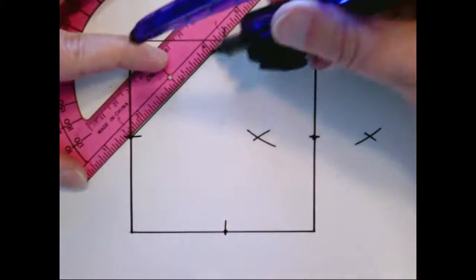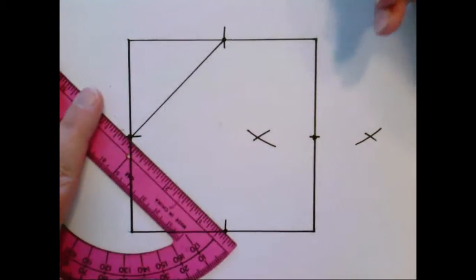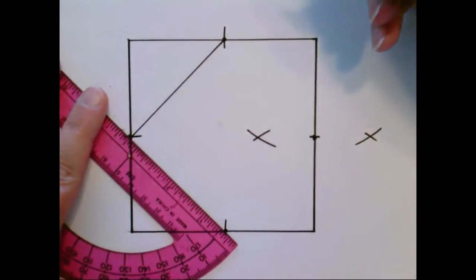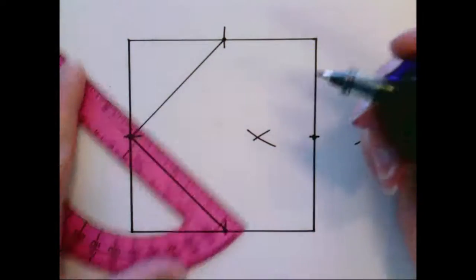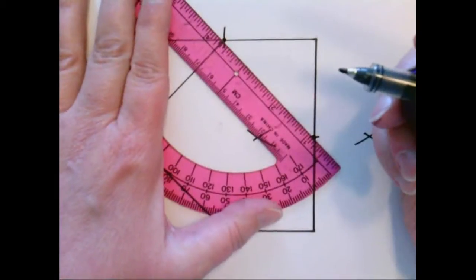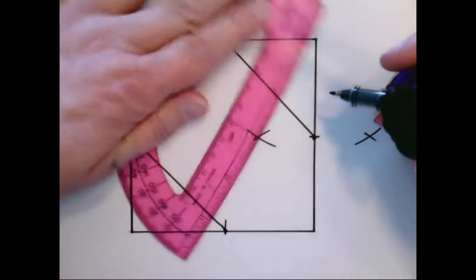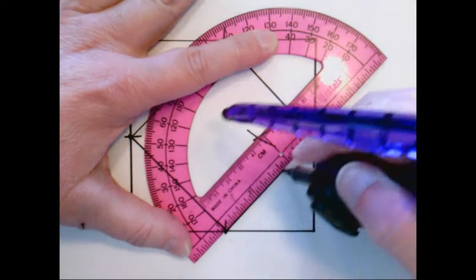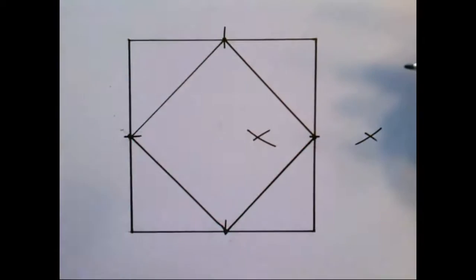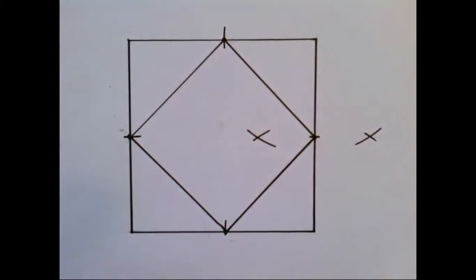So if I connect those up, I will have an inner square that has vertices that are at the midpoints of the outer square, which will make this an ad quadratum figure. Now I could continue this if I wanted to. I could find the midpoints of the smaller square and use those as vertices for an inside square, but I'm just going to do the one square.